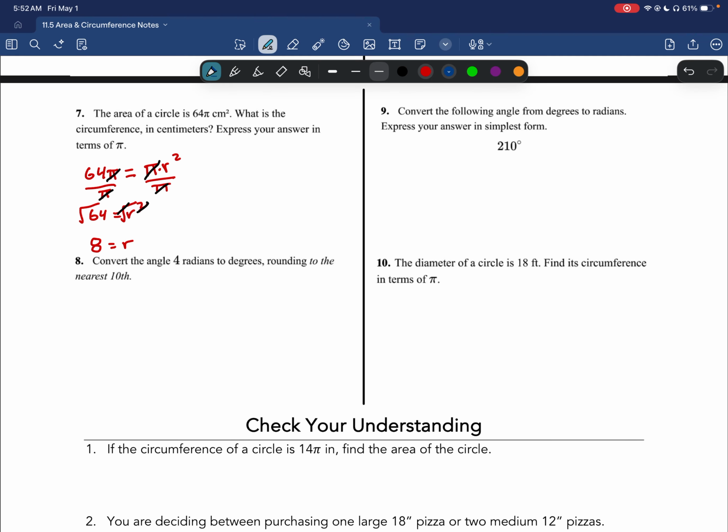Now that I have my radius, I can plug it into my circumference equation. The circumference equation is c equals 2 pi r. I know my radius, so I'll plug that in. I get circumference equals 2 times pi times 8. And it wants it in terms of pi, so the circumference is 16 pi centimeters.